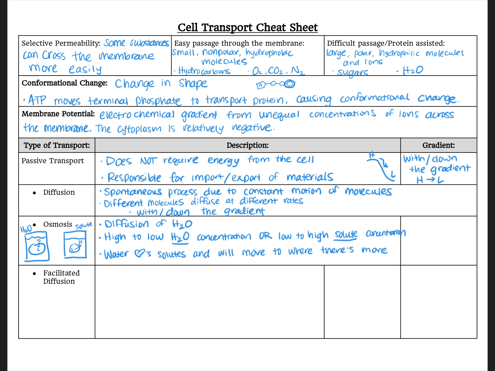Okay, so we have here high to low water, I'm going to abbreviate concentration, or low to high solute concentration.